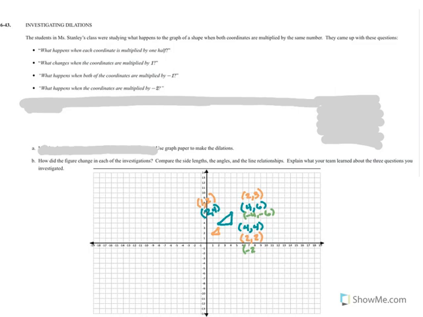I just took the wrong coordinates for that one. This one's going to be -4, -4. And this one's going to be -2, -4. So go ahead and pause and graph those.